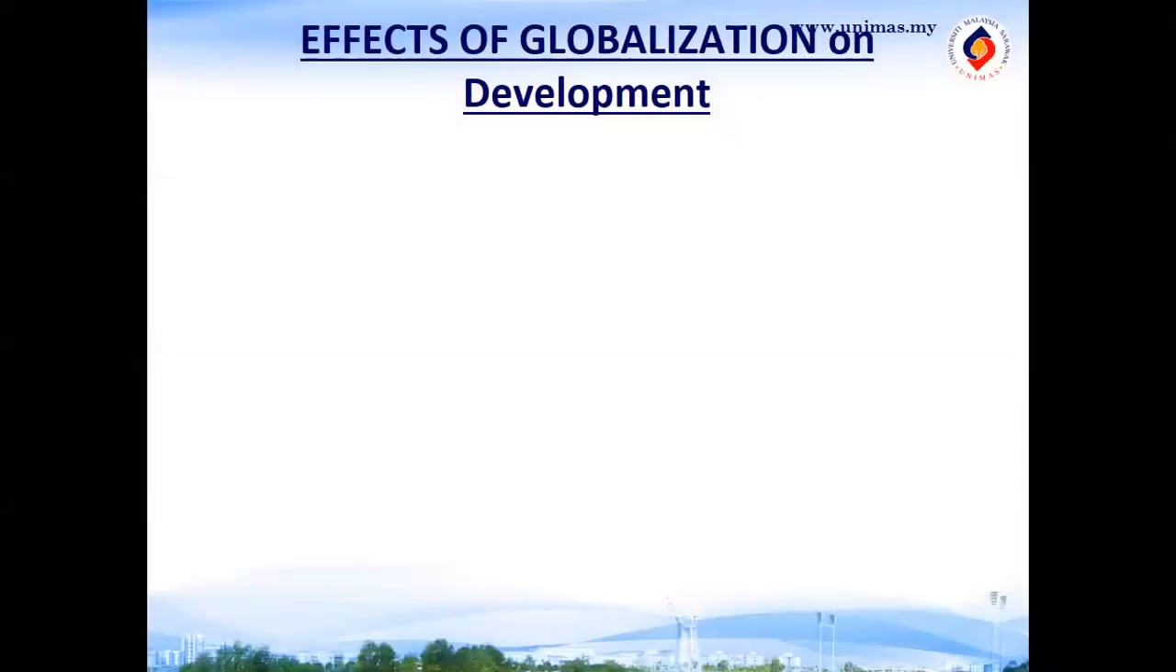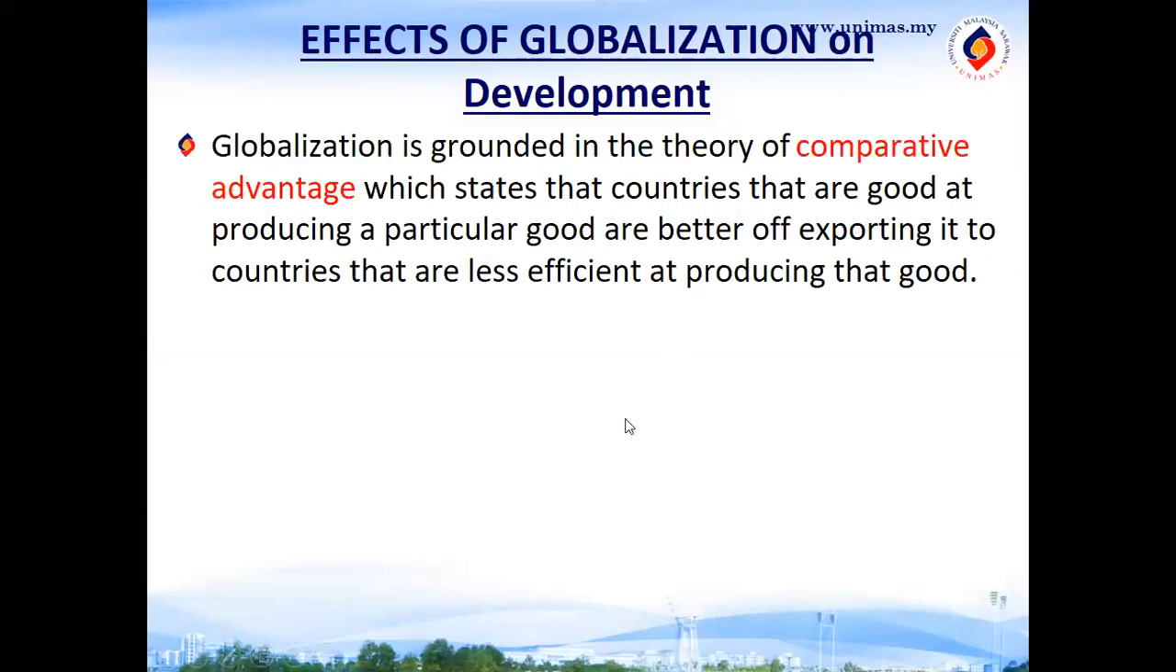Just quickly, maybe in about half an hour or so, on the effects of globalization on development. I don't know if I have discussed with you the theory of comparative advantage. That is the thing about globalization. When people trade with each other, trading was done on the basis of comparative advantage. So countries that are good at producing certain goods are better off exporting them to countries that are less efficient at producing the good.